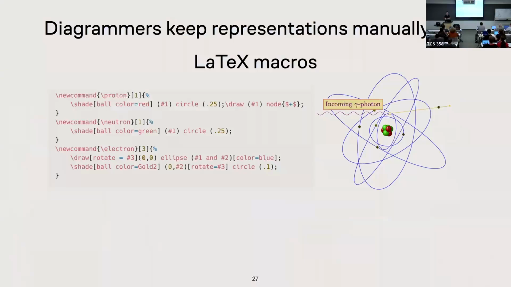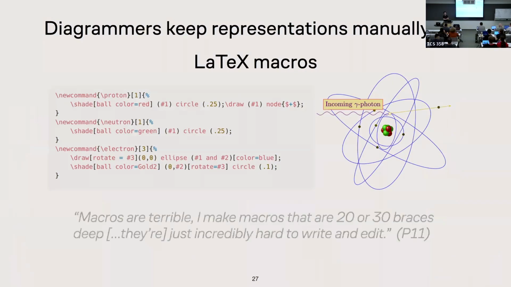Okay, so the diagrammers who know how to program will sometimes try to program their diagrams by encoding components of a diagram as macros or functions. Here's an example of macros in LaTeX, and unfortunately, they are pretty brittle. Like P11 said, macros are terrible. I make macros that are 20 or 30 braces deep, and they are just incredibly hard to write and edit.